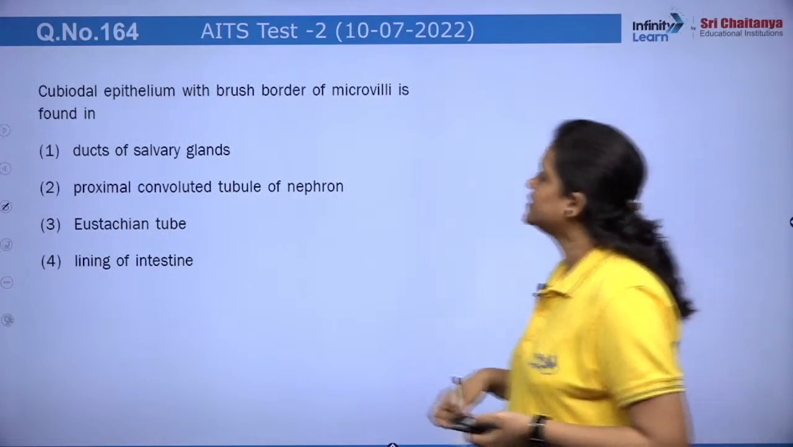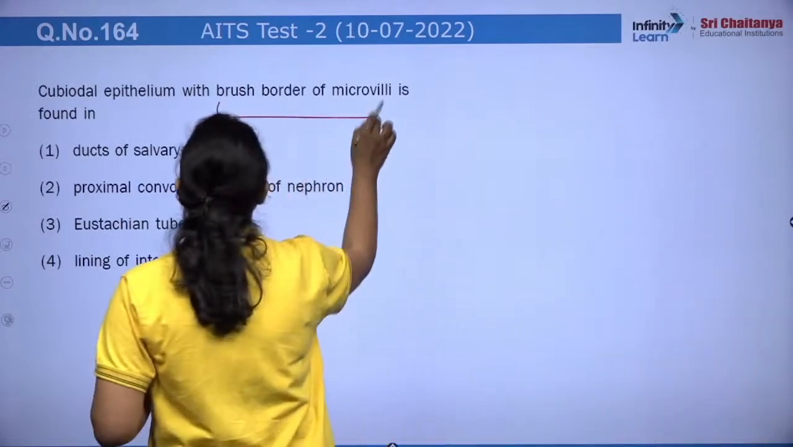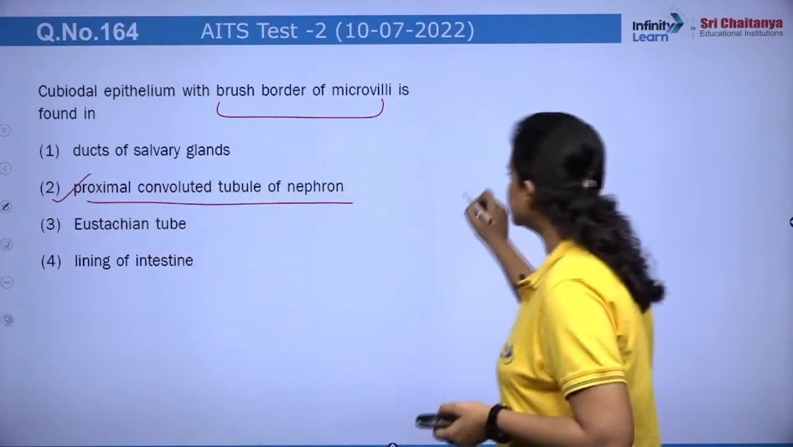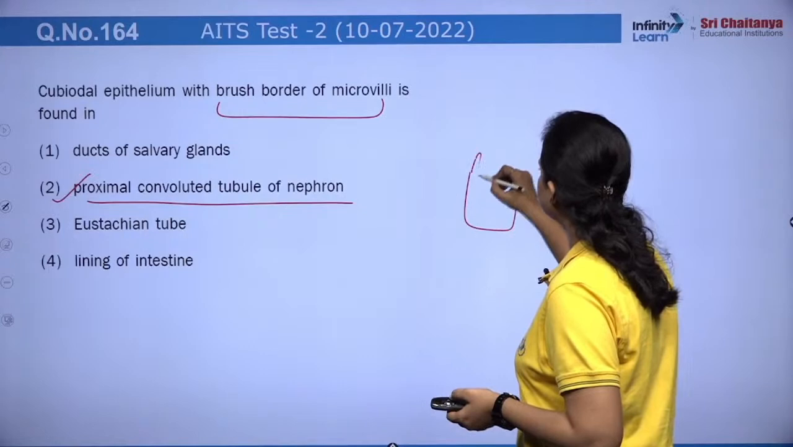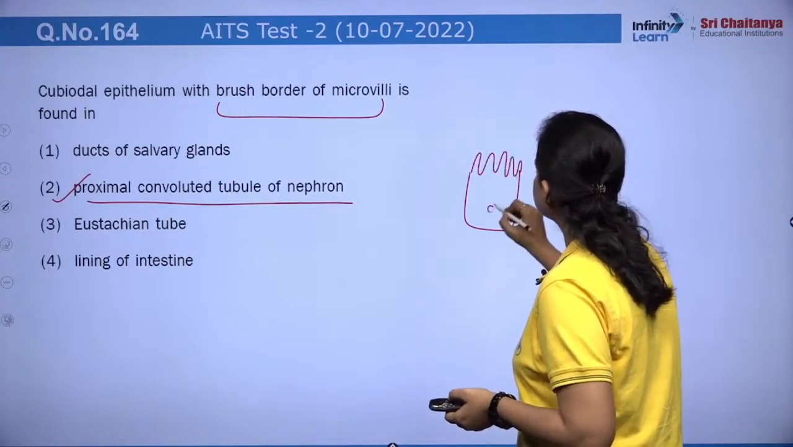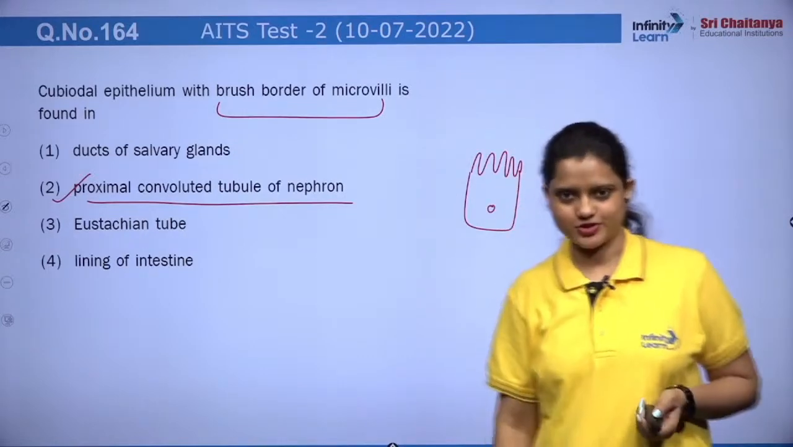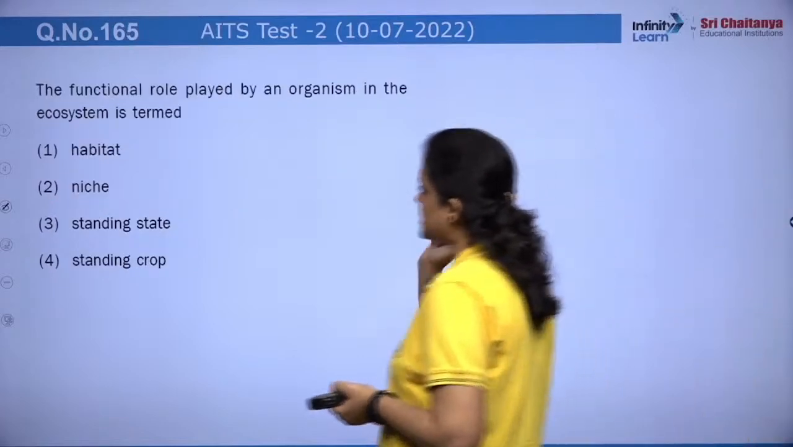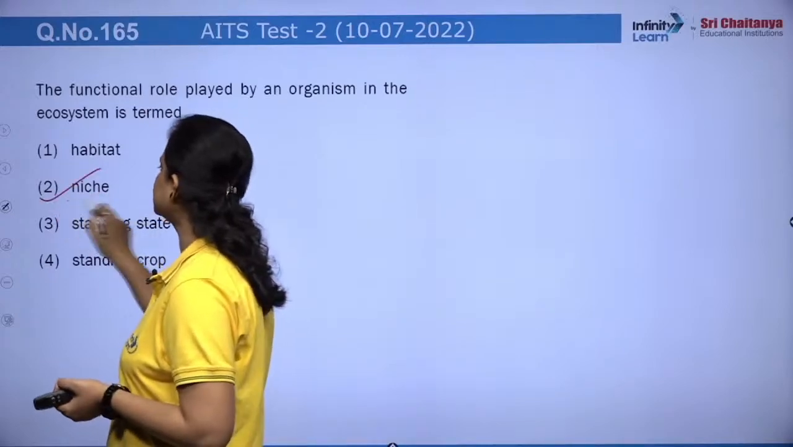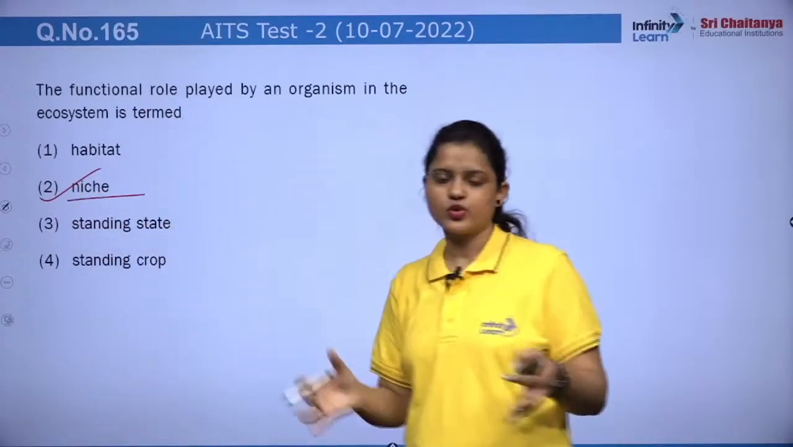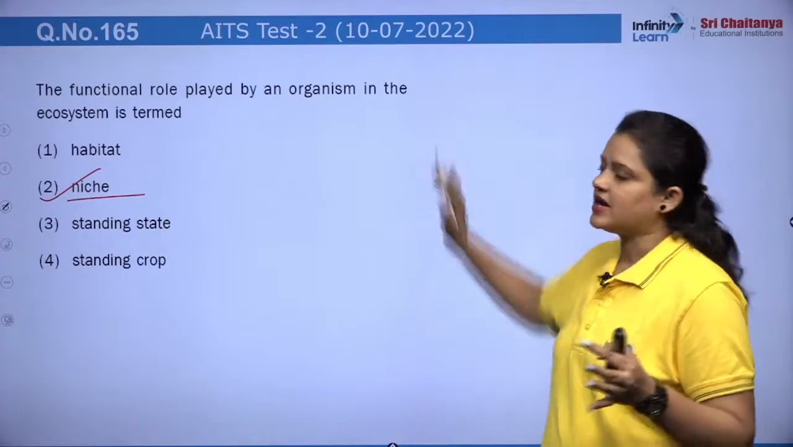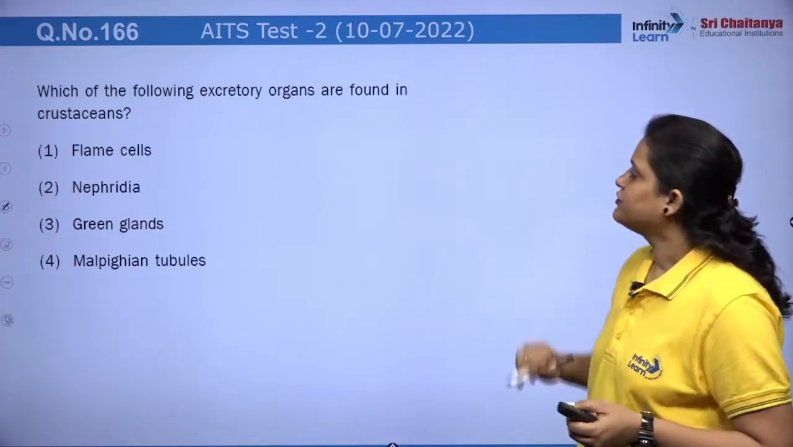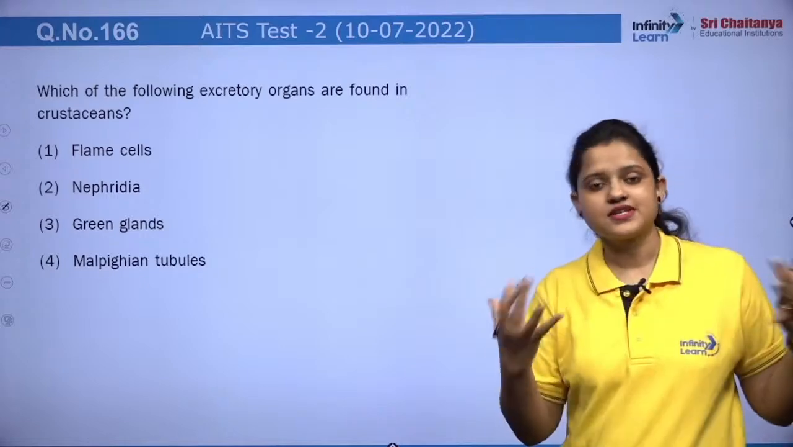Cuboidal epithelium with brush border of microvilli is found in PCT of nephron because these brush border epithelium with microvilli will increase the surface area for absorption, right? The functional role played by an organism in the ecosystem is termed as the niche. Niche is the important role that a particular organism is playing, right? That is niche.